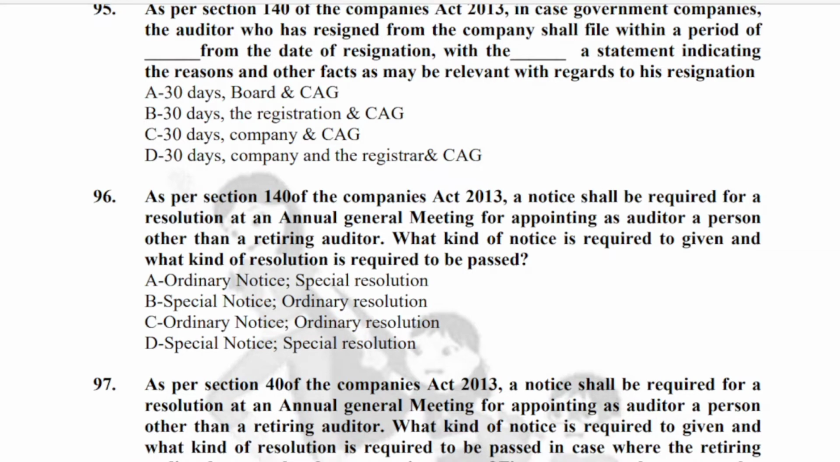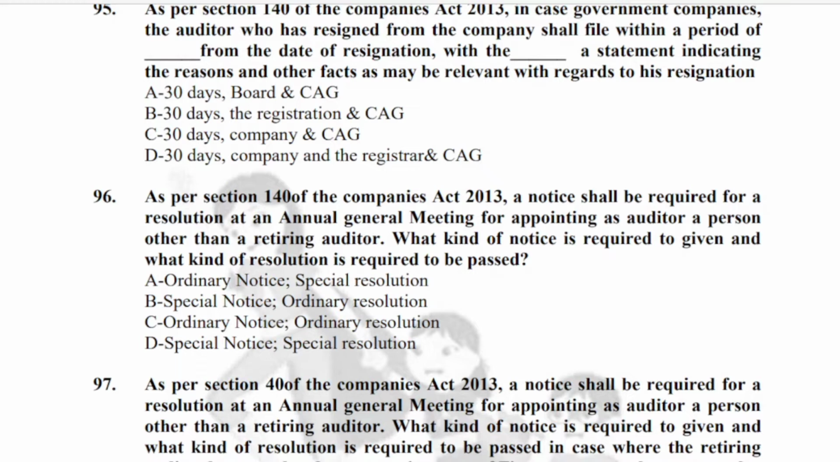Let's quickly go ahead to the next question, question 95. As per section 140 of the Companies Act 2013 in case of government companies. In the earlier example, we had section 140 and non-government companies. Here we have section 140 and government companies. The auditor who has resigned. So again, it is resignation under section 140 and government companies. So the company needs to file within how many days?